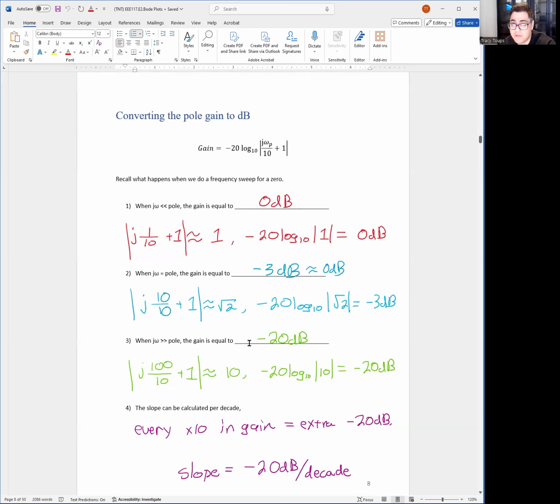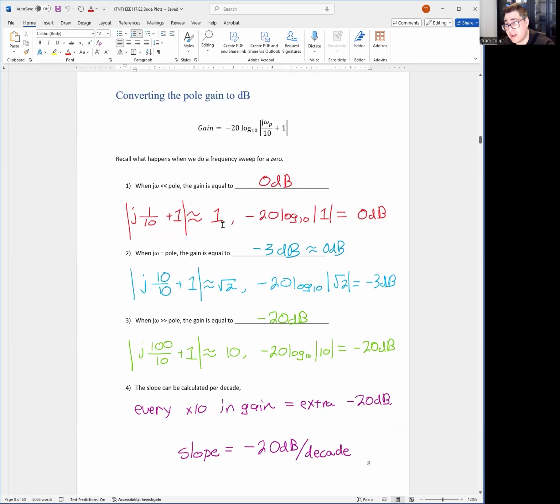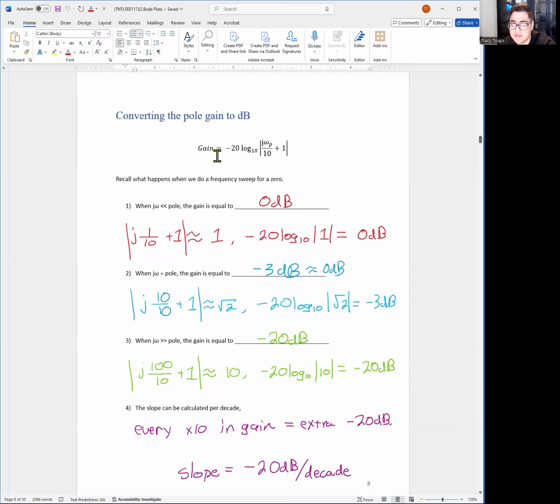Now, we're going to talk about a pole. Remember, the pole is what's in the denominator. So the way a pole works is you'll have negative 20 log base 10 of, I just chose one today, jω over 10 plus 1.